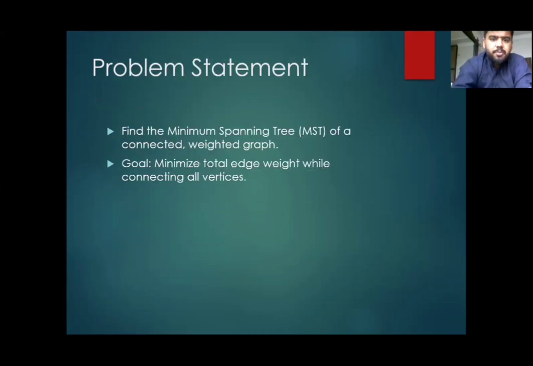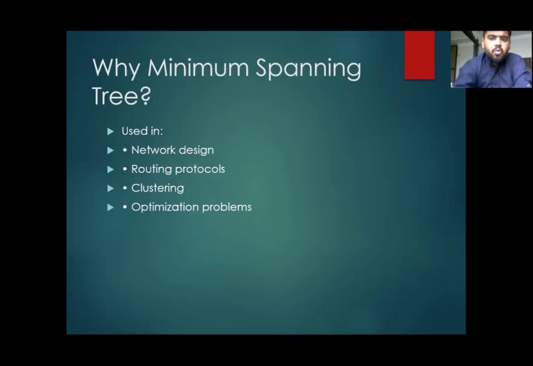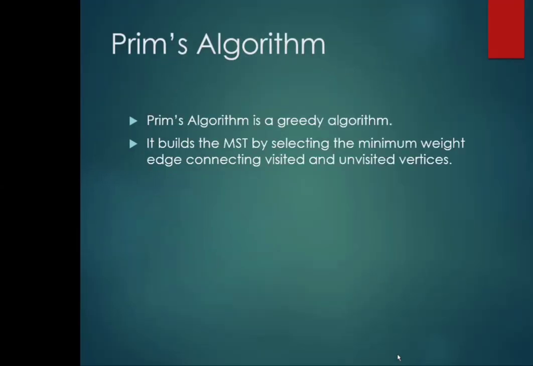So what's the problem statement? We have to find the minimum spanning tree of a connected weighted graph, and our goal is to minimize the total edge weight while connecting all vertices. Why the minimum spanning tree? It's used in network design, as I told you, routing protocols, clustering, and optimization problems. And there is this Prim's algorithm, which I'll be defining.